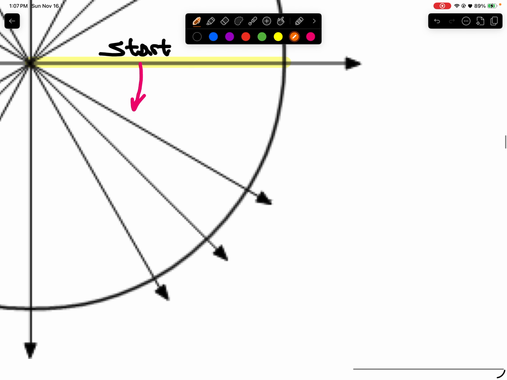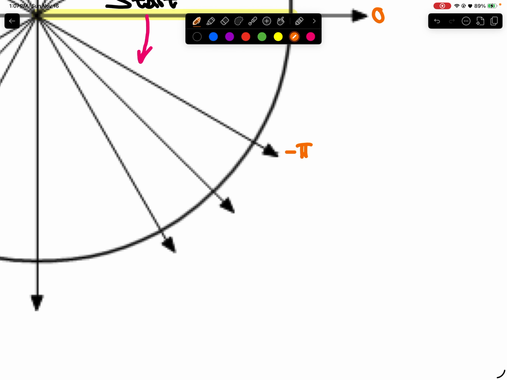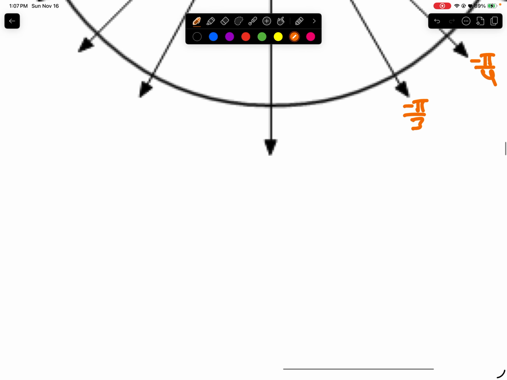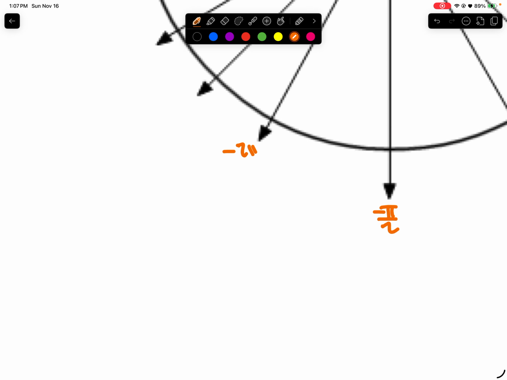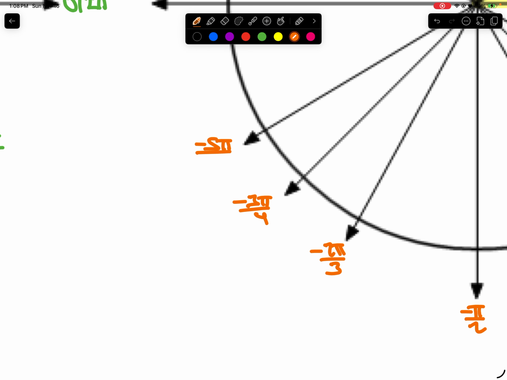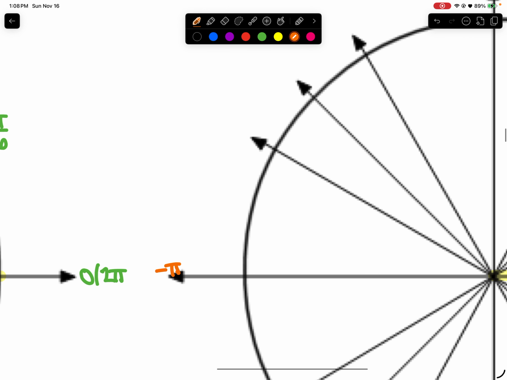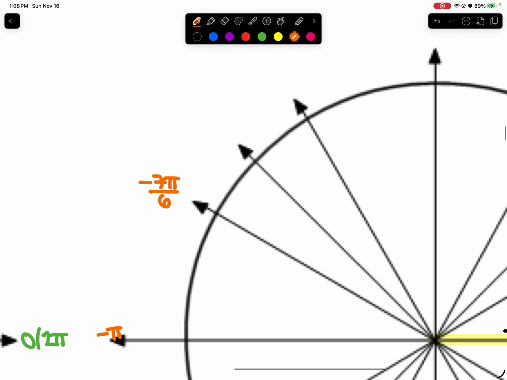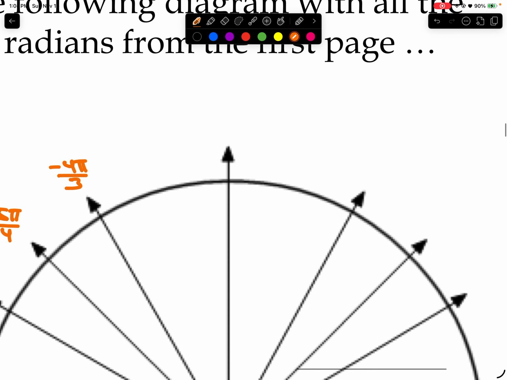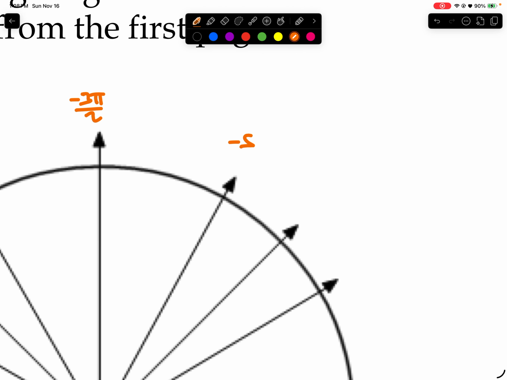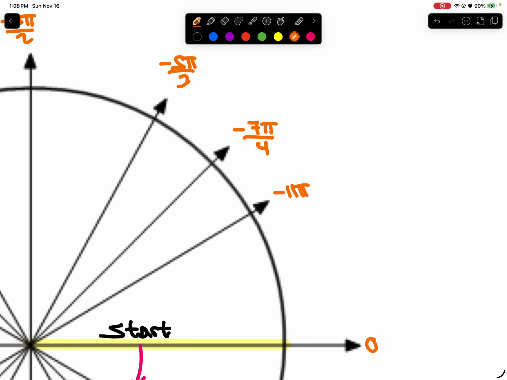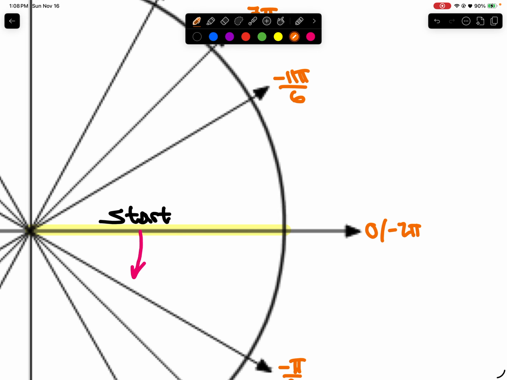So now we're going to be looking at 0 radians as we start, and then negative pi over 6 radians, negative pi over 4 radians, negative pi over 3 radians, negative pi over 2 radians, negative 2 pi over 3 radians, negative 3 pi over 4 radians, negative 5 pi over 6 radians, negative pi radians, negative 7 pi over 6 radians, negative 5 pi over 4 radians, negative 4 pi over 3 radians, negative 3 pi over 2 radians, negative 5 pi over 3 radians, negative 7 pi over 4 radians, negative 11 pi over 6 radians, and then all the way back to negative 2 pi radians, which is where we start.